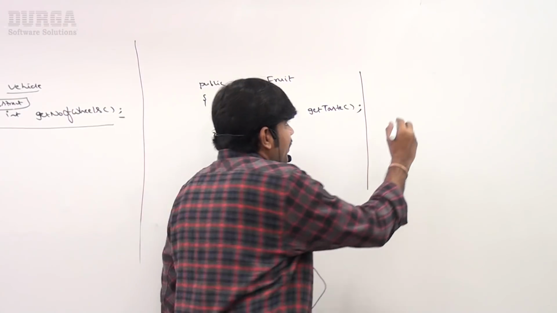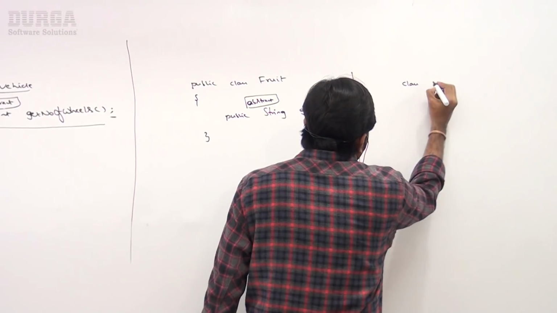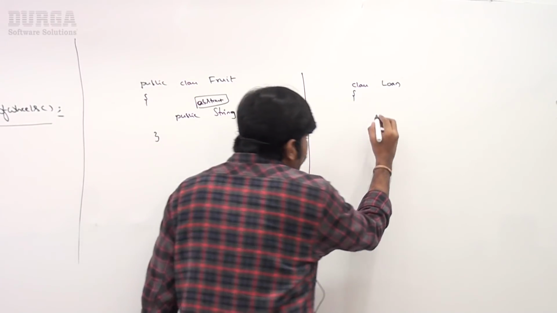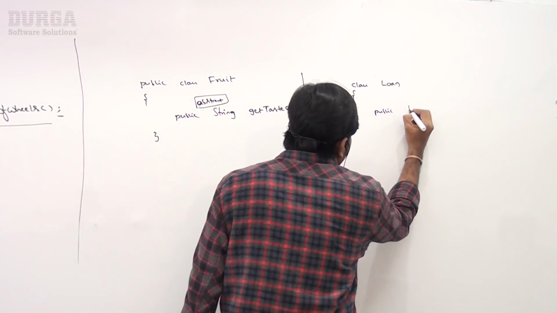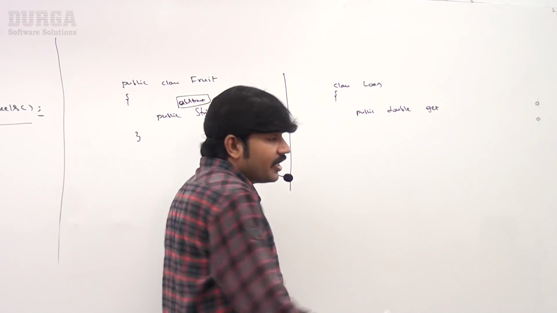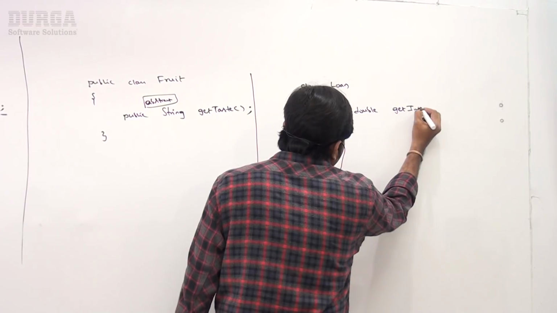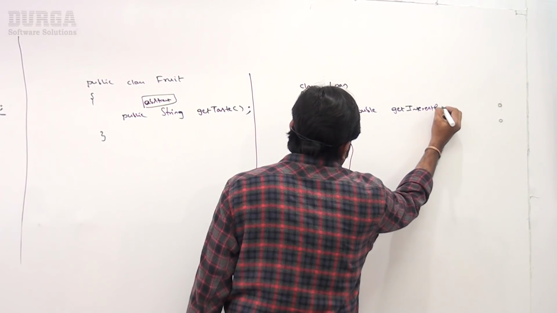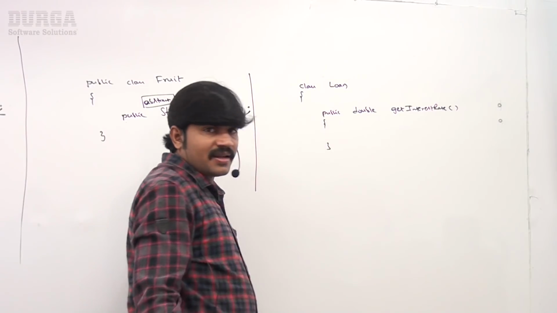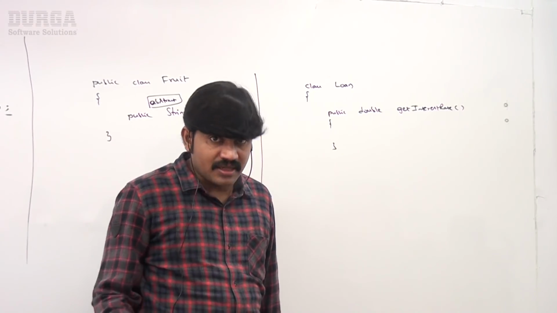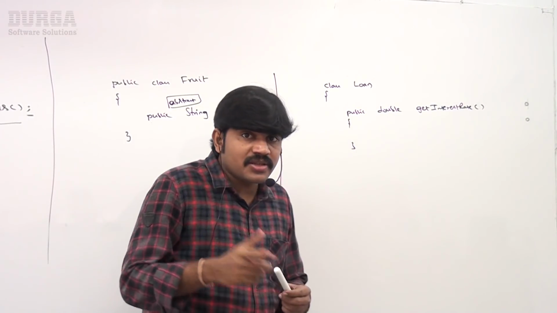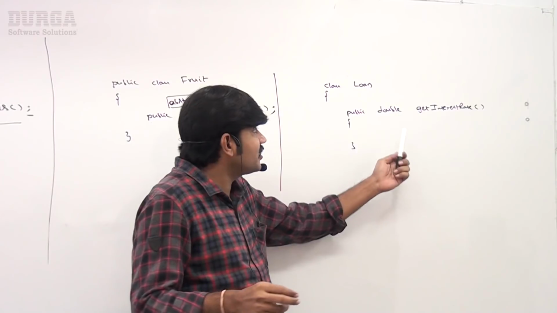Sir, if I take class Loan, public double getInterestRate, are you getting it? Public double getInterestRate, like this, right? Sir, I have to return the interest rate. Sir, 10.5, 13.4, 8.5 only. Like, do you know, sir, the interest rate? What is the interest rate of the loan?